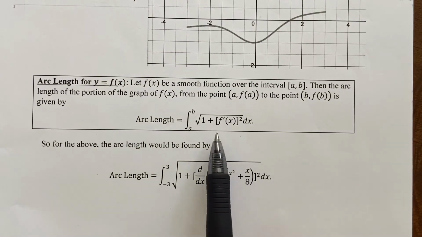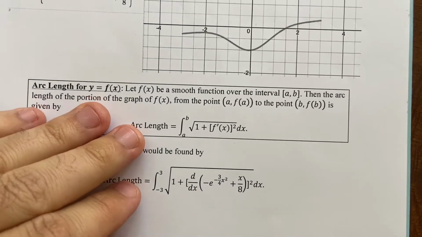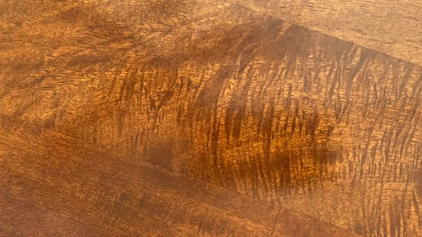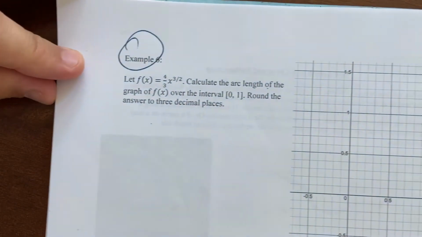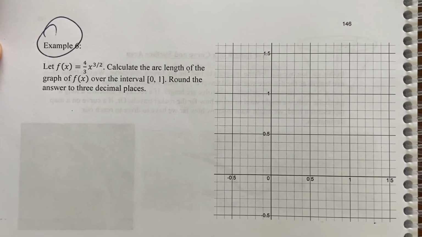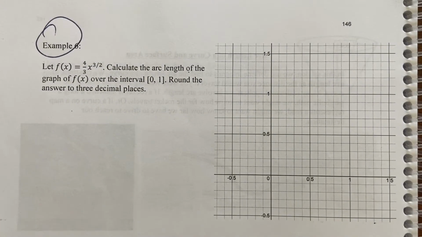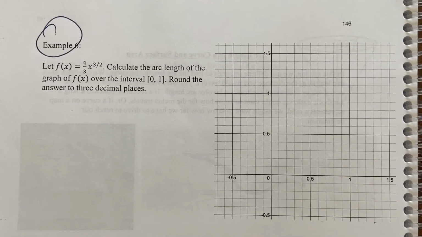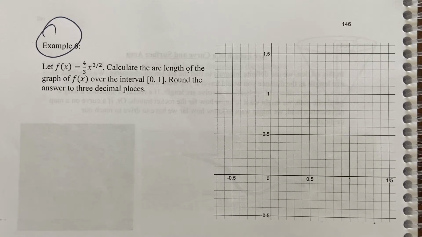Anyways, let's try one. Here's one. It says, let f be 4/3 x to the 3/2. Calculate the arc length of the graph f of x over this interval, 0 to 1. Round the answer to 3 decimal places.